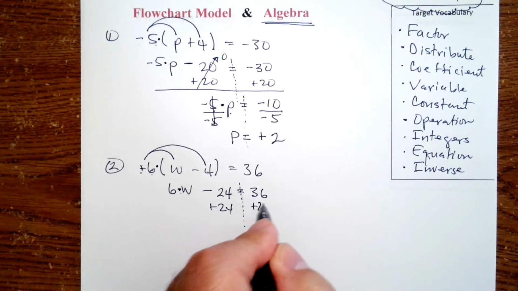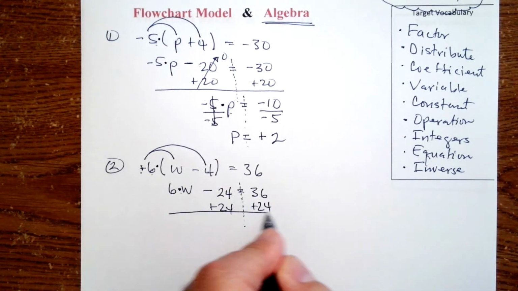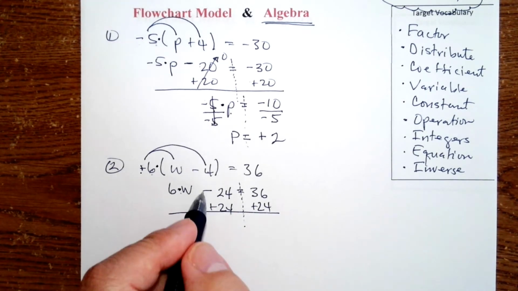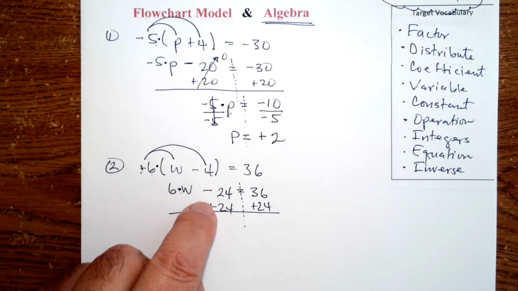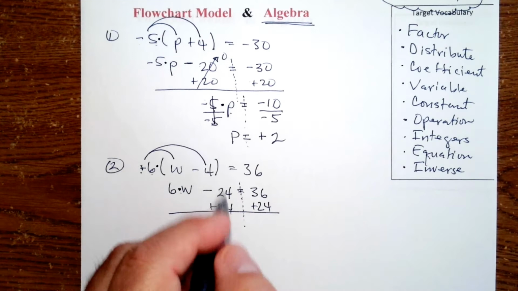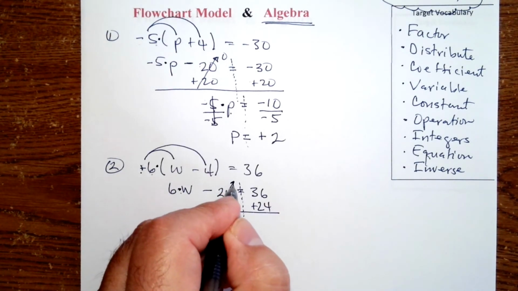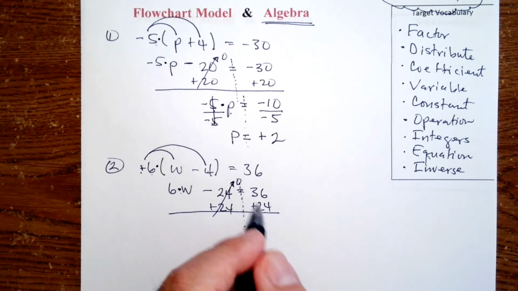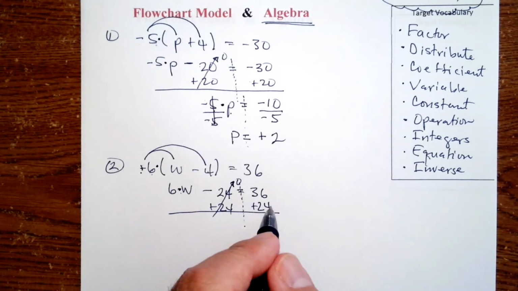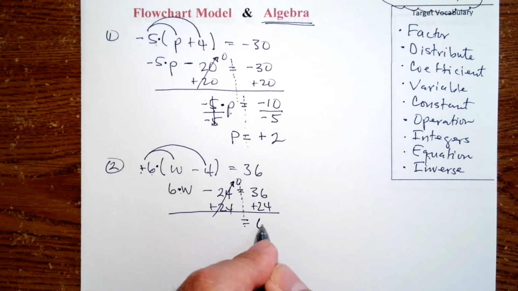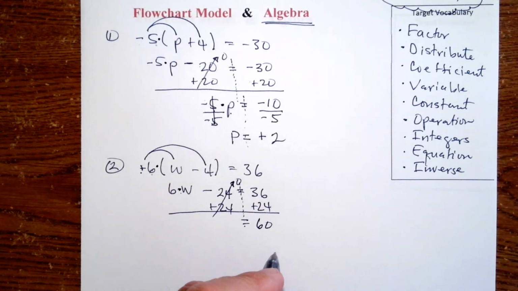But whatever you do on one side, you do to the other side. Now, notice right here. What happens? Something magical happens. 24 minus 24 is 0 pair. On the right hand side, if I add these two numbers, 36 and 24, 50, nope, 60. Did you get 60? Check my work as I go along, okay, you guys?